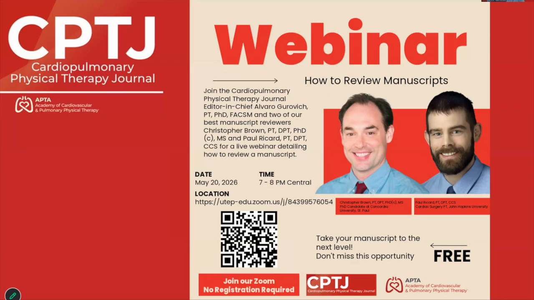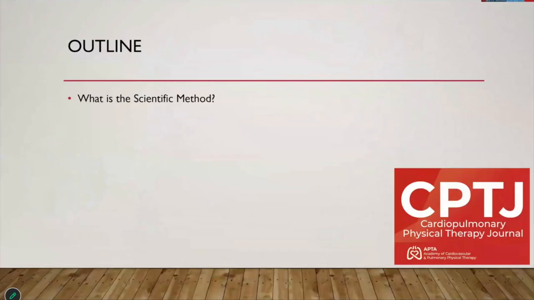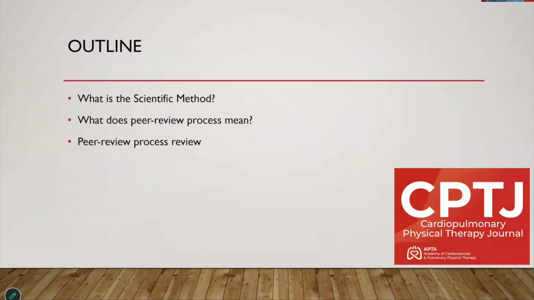So I'm going to share a few things about the process, so we can understand what we're doing in the journal. The first few slides are just about the basics of the peer review process, so feel free at the end to ask any questions about these principles. As an outline for these first slides: what is the scientific method, what does the peer review process mean, why is it important. Then we're going to talk about the peer review process, and then what it means to be a reviewer. I'm not going to talk a lot about that because we have Chris and Paul to do that.